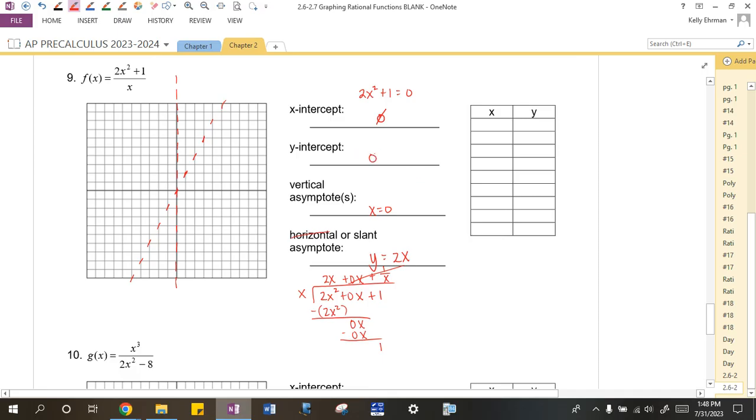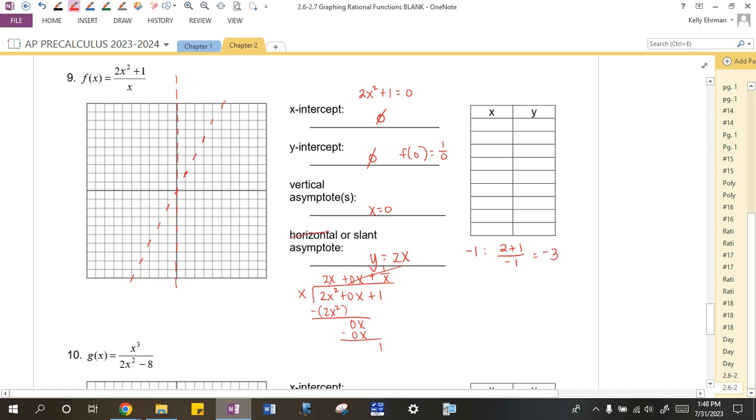There is no y-intercept because I can't plug 0 into the function. I get f of 0, I get 1 over 0, which is undefined. So we do just need some extra points here. We can easily plug in 1 or -1. So I'm going to plug in -1 to begin with. That gives me 2 plus 1 over -1.